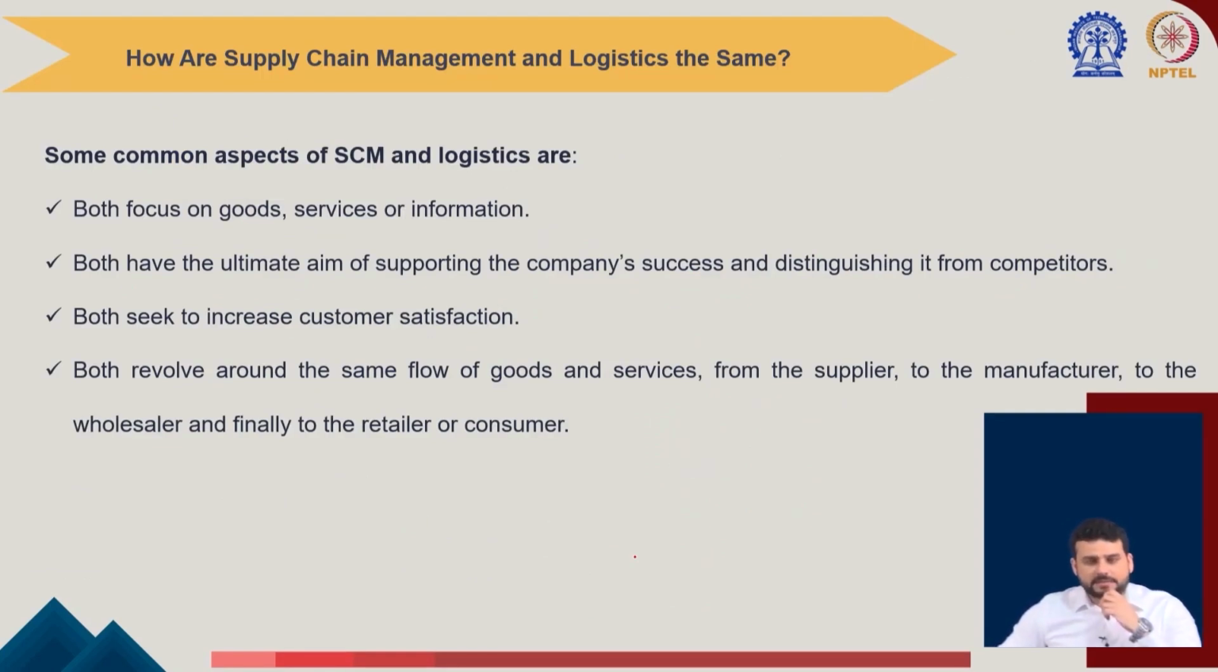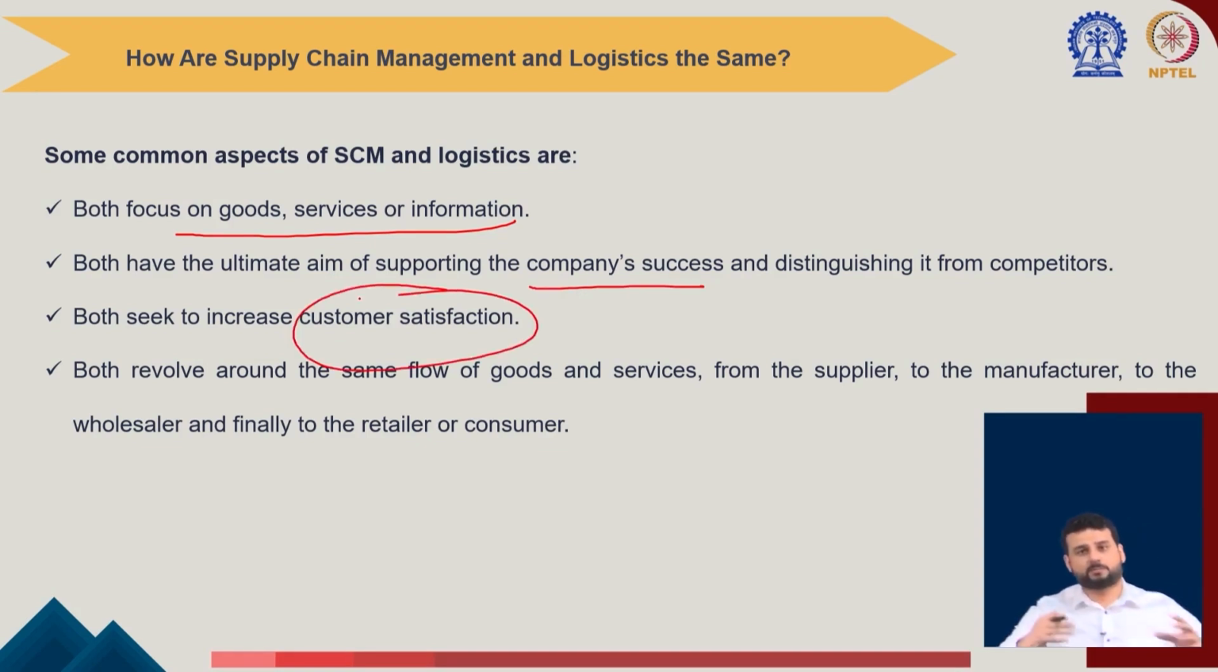However, supply chain and logistics are the same. Already I talked about in the intersectional part, both are focusing on goods, services and information, how it is flowing through the network. The ultimate aim is customer satisfaction. There is a positive correlation: more satisfied customers will be more loyal customers, and then in the end the success of the company will be higher.